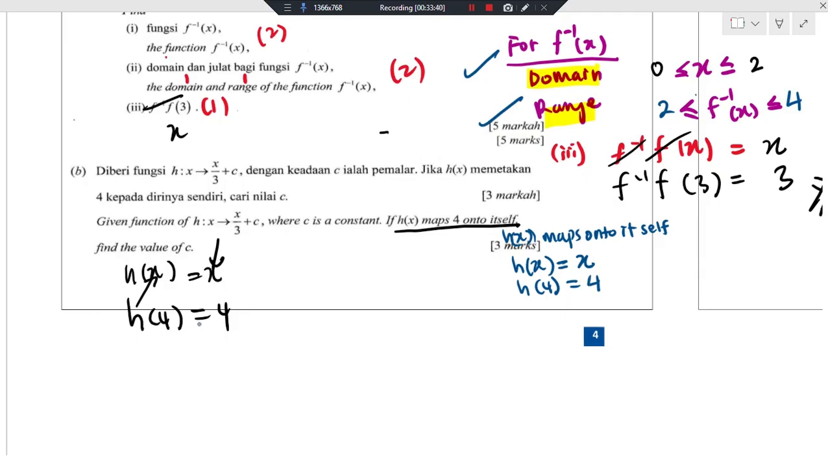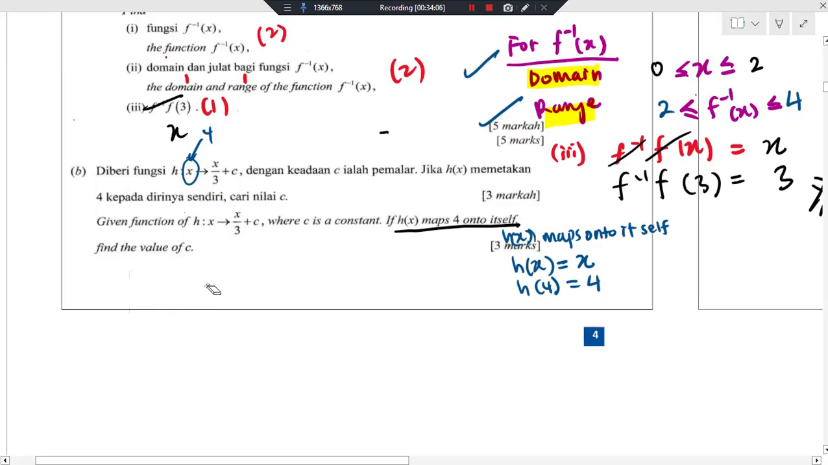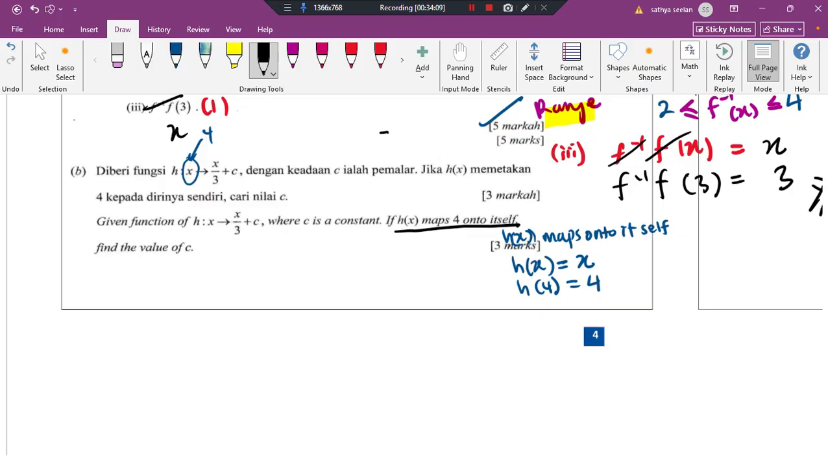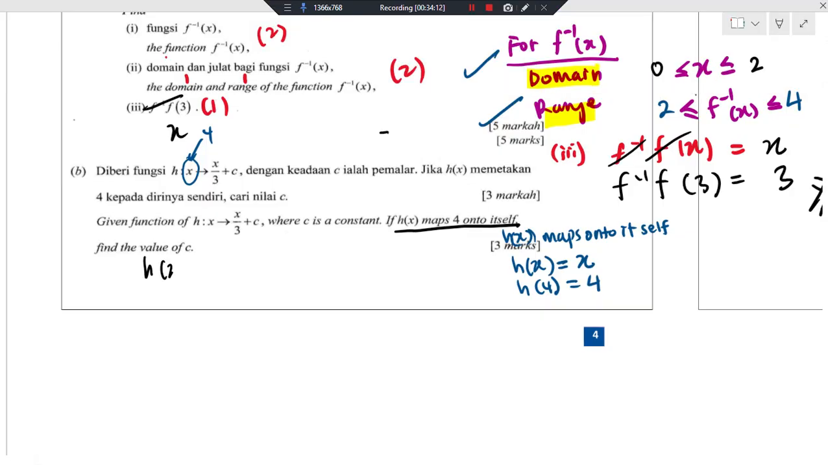Litashan, don't confuse. Why are you confused? Okay, wait, I explain to you one more time. Don't be confused. This question is actually direct. You see, hx is equal to X if it maps onto itself. Now it says if it takes 4, the answer must be 4. Right? But what is your H4? H4 means X is replaced with 4. So 4 over 3 plus C. Understand? And then find out your C.